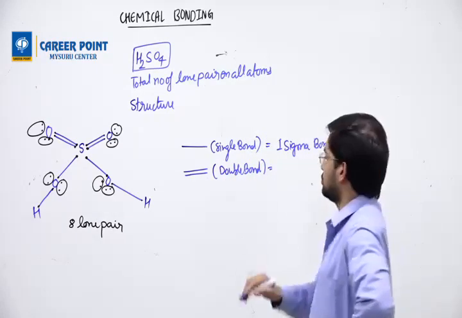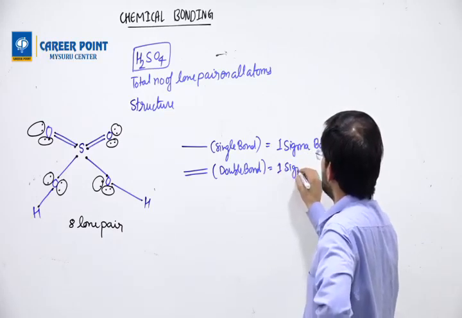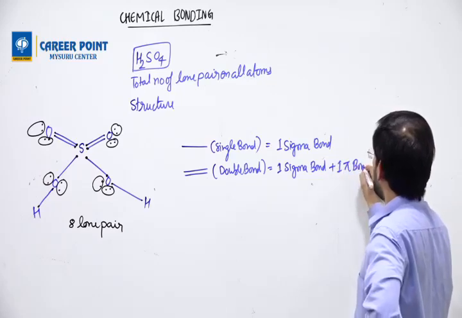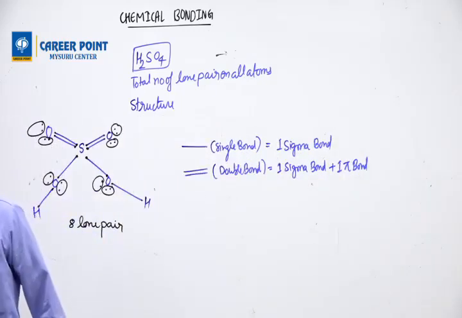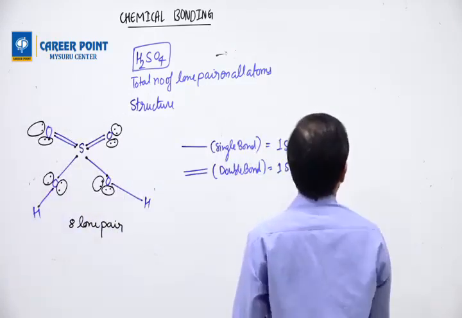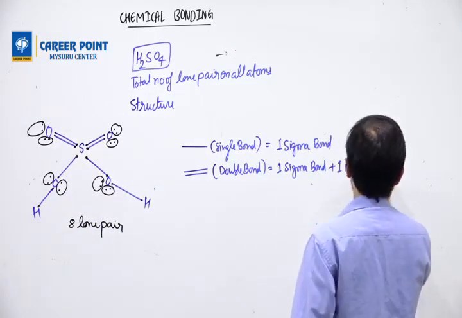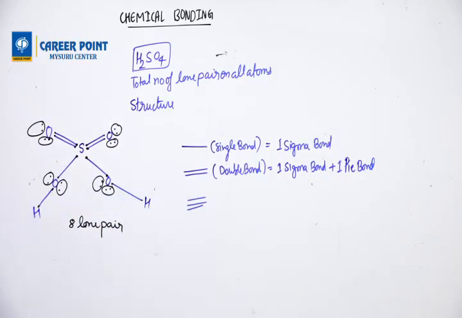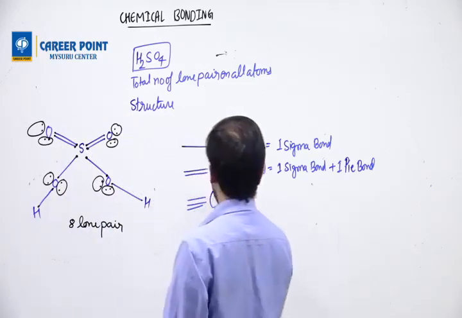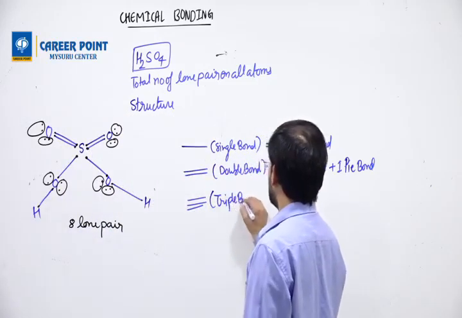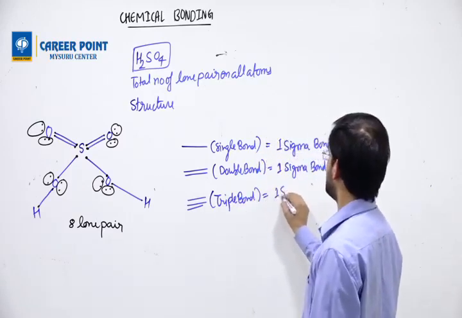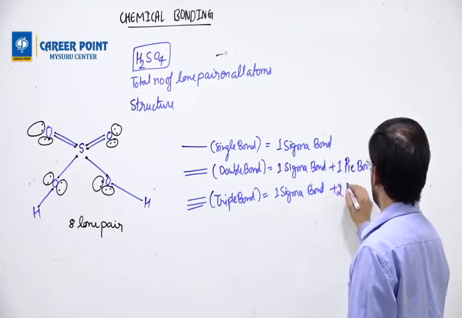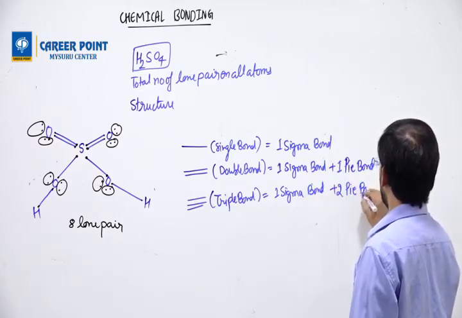Now a double bond has two things. It has one sigma bond and one pi bond. Then if you have three lines, it is known as a triple bond. And in a triple bond we get one sigma bond plus two pi bonds.